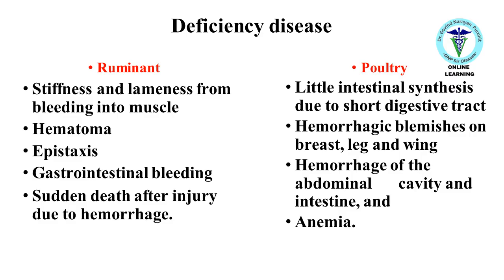Deficiency diseases in ruminants include stiffness and lameness from bleeding into muscle, hematoma, epistaxis, gastrointestinal bleeding, and sudden death after injury due to hemorrhage. In poultry, there is little intestinal synthesis due to the short digestive tract, hemorrhagic blemishes on breast, leg and wing, hemorrhage of the abdominal cavity and intestine, and anemia.